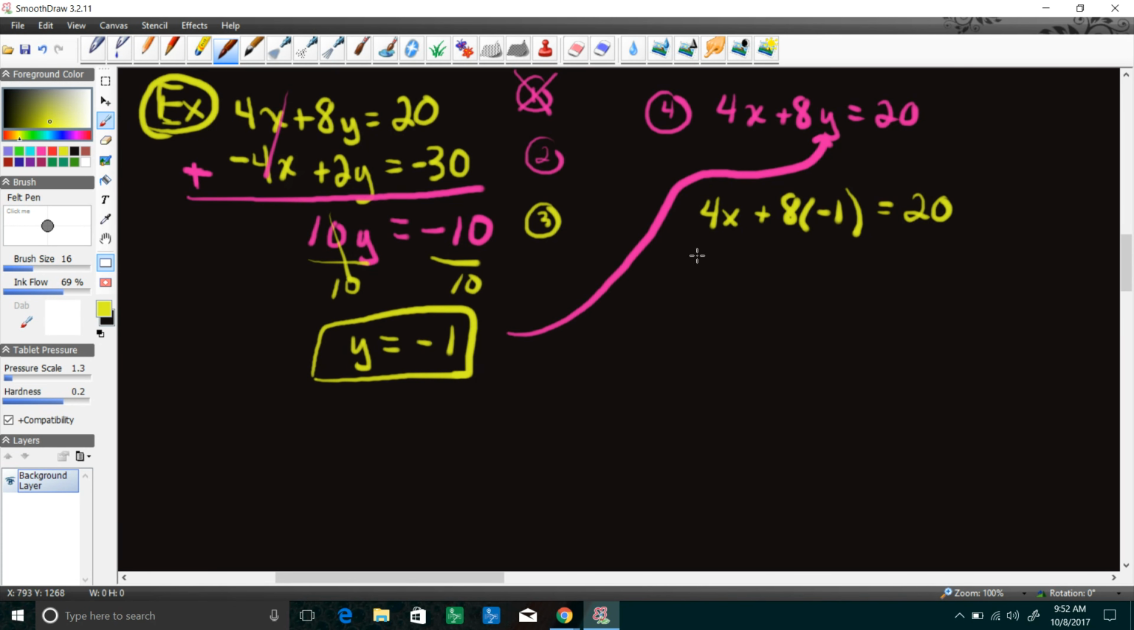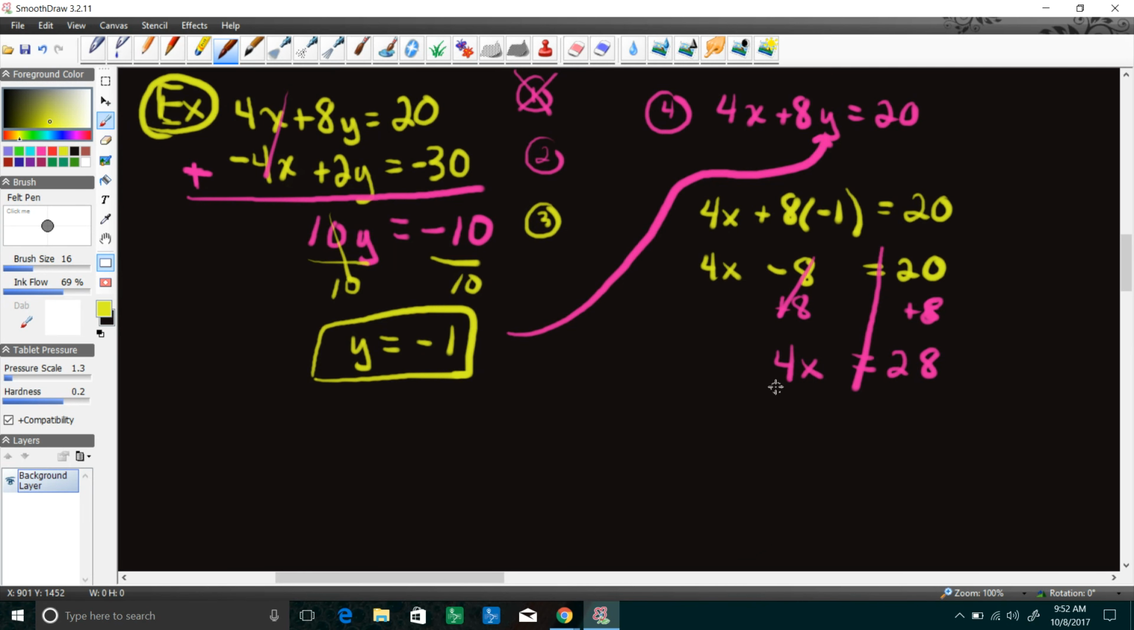I simplify this, so 4x, 8 times negative 1 is negative 8, so minus 8 is equal to 20. And this is a simple two-step equation, so I need to get my x by itself. To do that, I move my 8, so plus 8 plus 8. If you need to put that line, you can. That's an 8. This gets rid of it. I'm left with 4x is equal to 20 plus 8 is just 28.